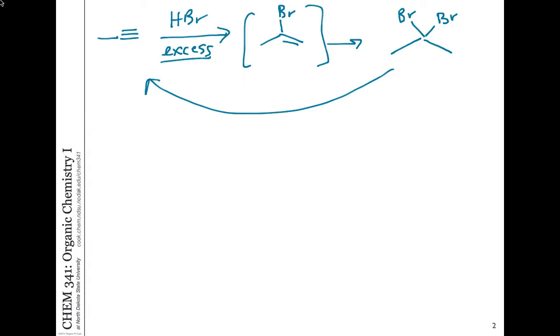Strong base. KOH, or even better, NaNH2. Either of those would work. So you can do 2 eliminations. If you want to make a double bond, you do 1 elimination. You want to make a triple bond, you do 2 eliminations.